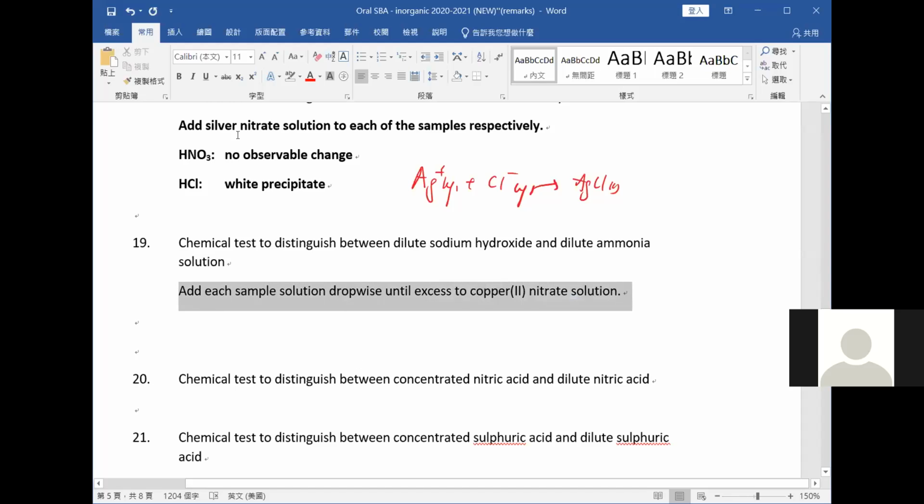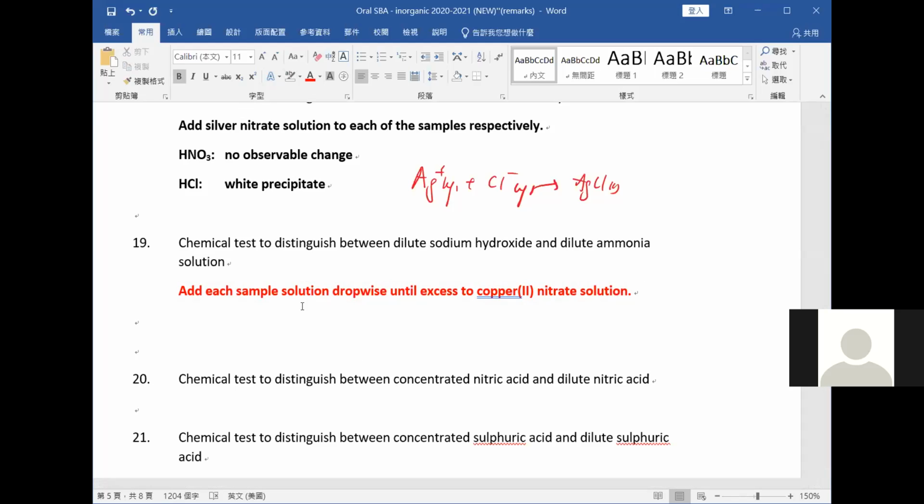So the way to add is different. Now take a look at that. This time I add the sample solution dropwise until excess to copper nitrate solution, instead of adding additional chemical into the sample. It's in reverse. Why? Because I want to make the reagent in excess, to let me see the observation. So firstly, what will happen? Both, they will give what? Pale blue precipitate. Okay, both.